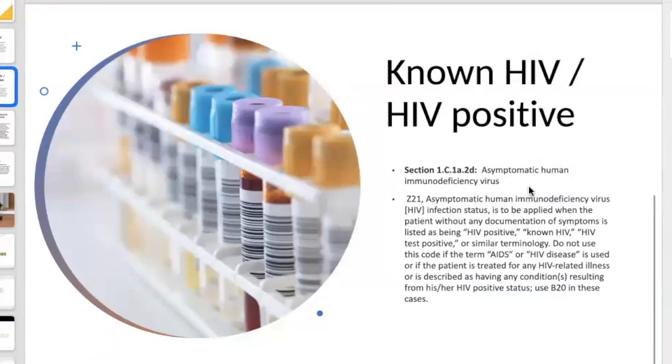Asymptomatic human immunodeficiency virus infection status is to be applied when the patient without any documentation of symptoms is listed as being HIV positive, known HIV, HIV test positive, or similar terminology. Do not use this code if the term AIDS or HIV disease is used, or if the patient is treated for any HIV-related illness or is described as having any conditions resulting from their HIV positive status. Use B20 in these cases.